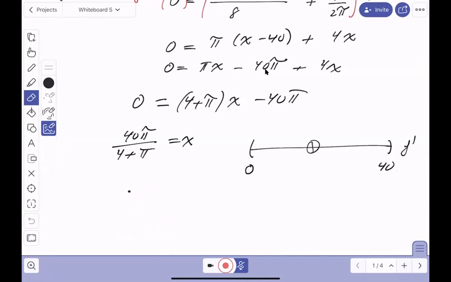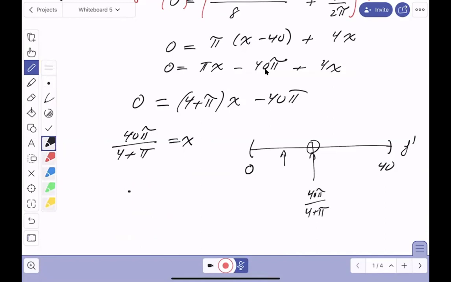And let's take a test point. All right. So this is a lot of work to do this. And for some students, it is a lot of work. All right. Oh, by the way, this number here is 40 pi over 4 plus pi. What's a good number over here? I would say 1's a good number to choose.